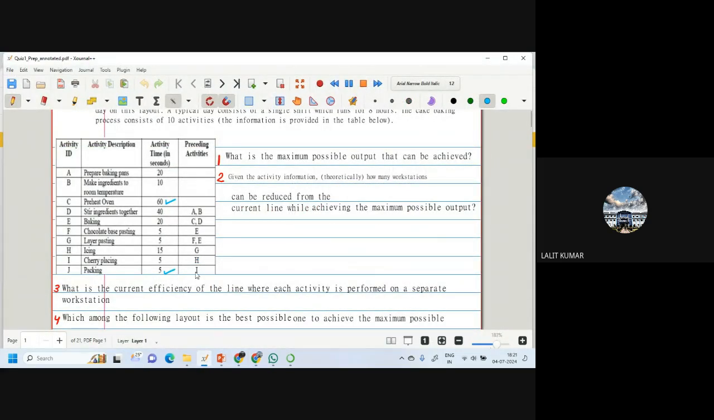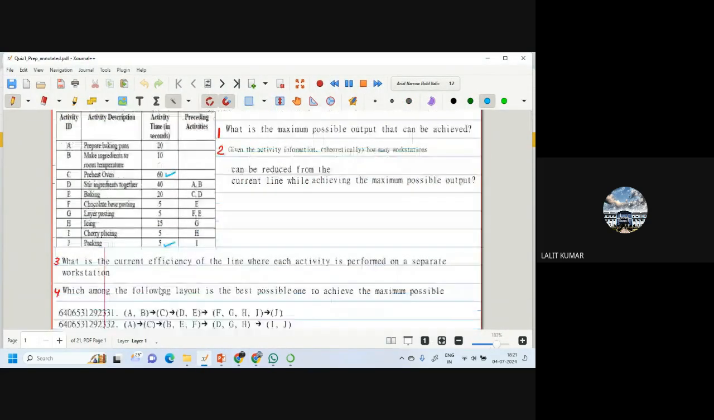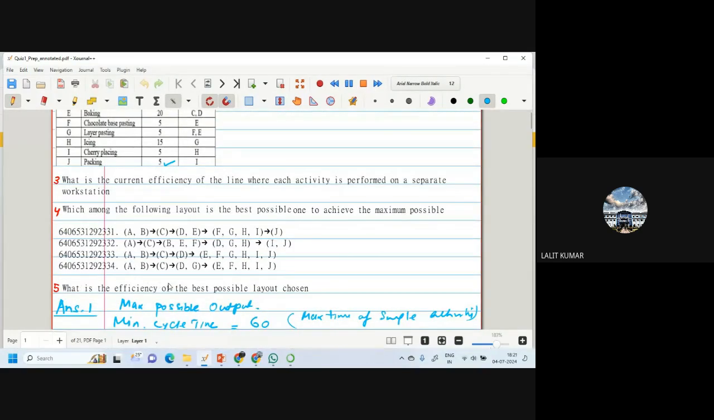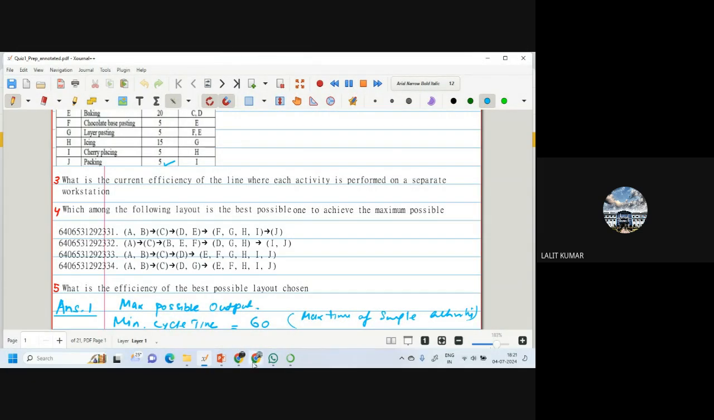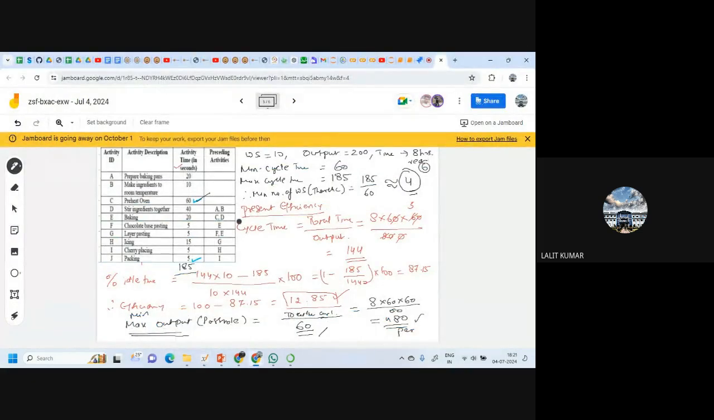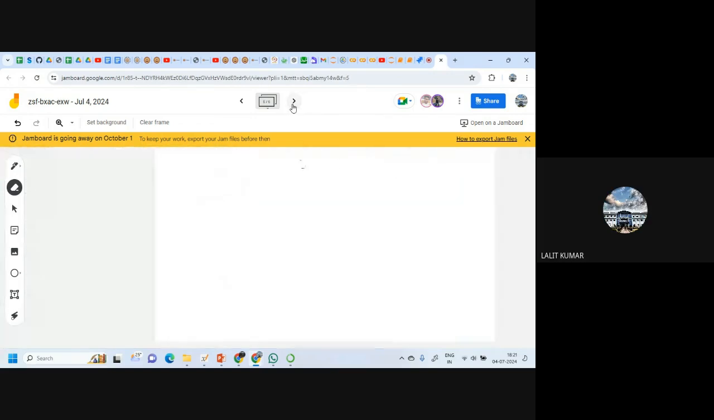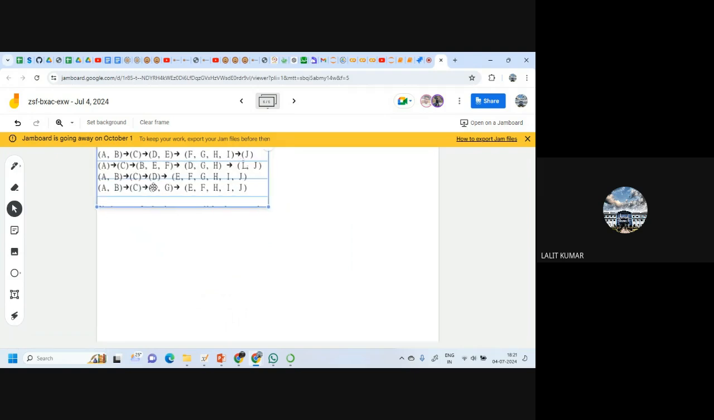Now we come to the current efficiency, which we have done. Now, which among the following layouts is the best possible layout? So this we'll check. Shall I rub this again? If we rub this, then for tomorrow's reference it won't be there, right? Okay. So we'll come one by one here.